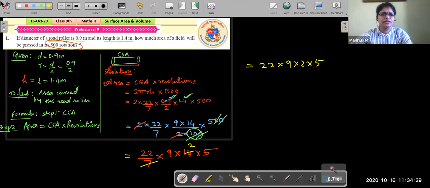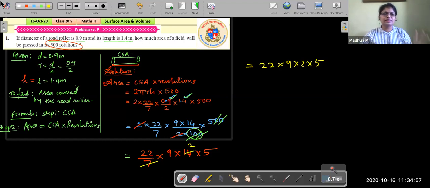So quickly multiply, that is 22 times 9 times 2 times 5. 2 times 5 is 10, 10 times 9 is 90. So you have to do only one multiplication, that is 22 times 90. Quickly do the calculation, the multiplication part, and you will get the answer.